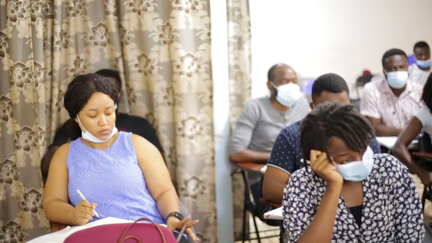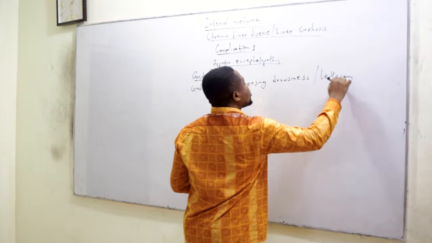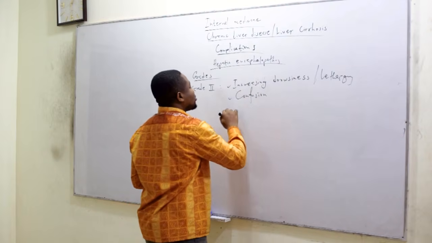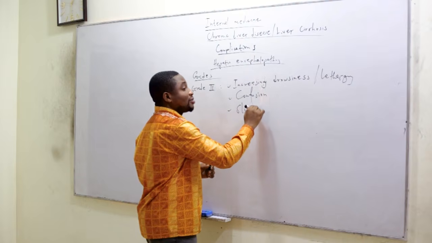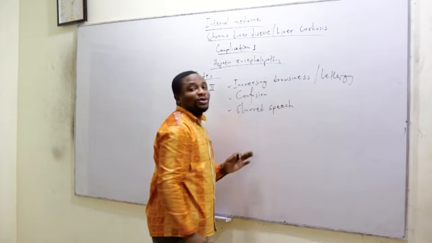Grade 2. For grade 2, they will have increasing drowsiness or lethargy. There will be confusion, right? They will also have slurred speech. You know what slurred speech is? Some of you know how to slur.